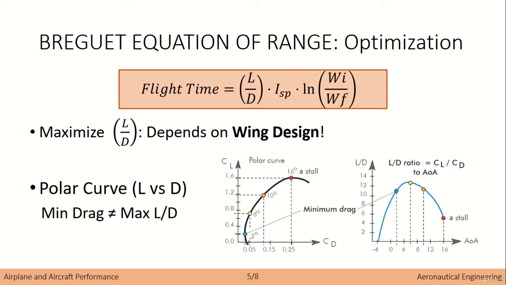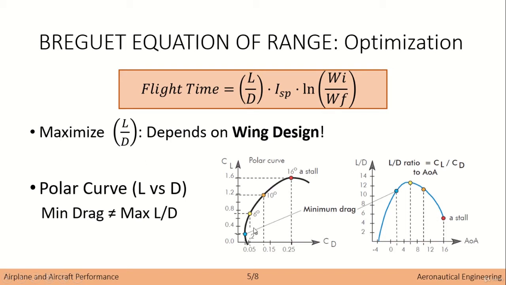Now, what I wanted to say is that if we want to maximize lift versus drag, it is quite intuitive that we need the smallest drag and the biggest lift. So we could actually focus on minimum drag as the maximum lift to drag ratio. But this is not the case, okay?